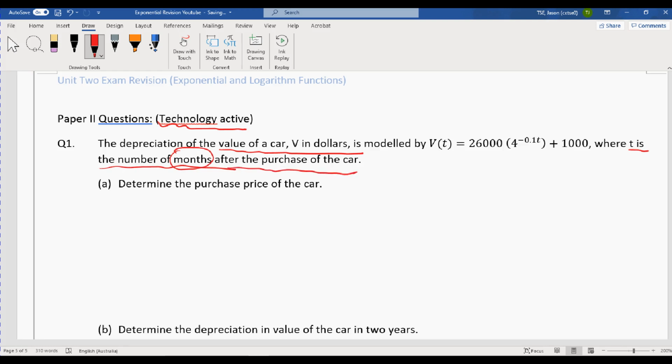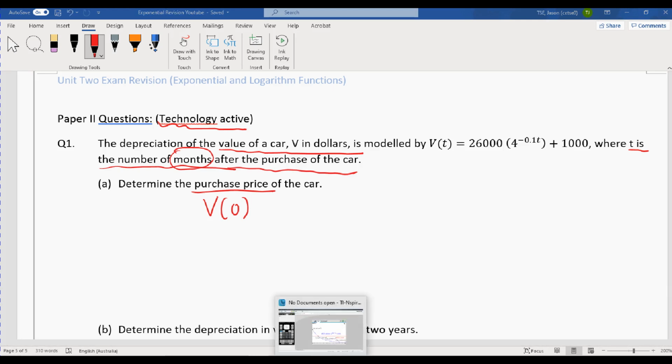Normally because you can use a calculator, you would try to get the best out of your calculator, right? So the first thing is about the purchase price of the car. What do you mean by the purchase price of the car? That means the price you paid for the car when you bought it, right? So what you're going to find is just V0. Some of you must know how to do the substitution, but let me just try to do it using the calculator because that's paper 2. We will try to use the calculator, right?